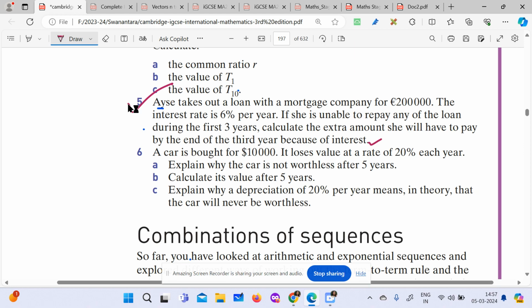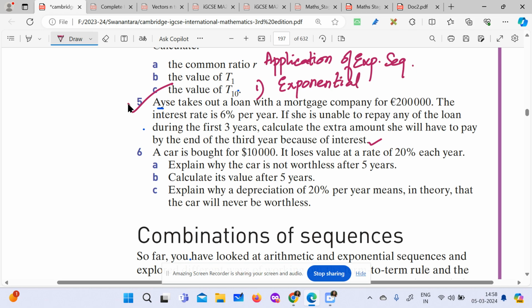Okay, so when we speak about exponential sequences, there are two things you have to know, since this is on application of exponential sequences. Here you will observe two things. There is exponential growth, and another thing you will get is exponential decay. So there are two conditions here.